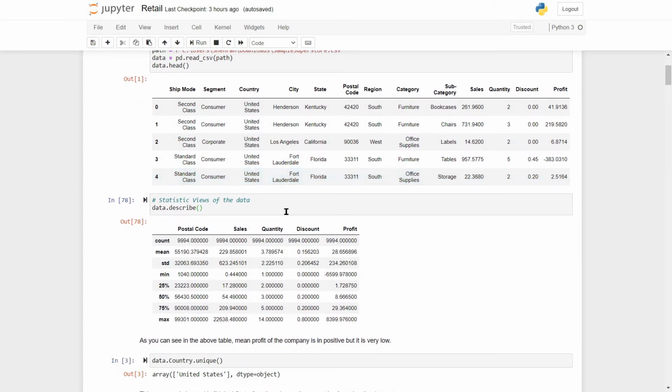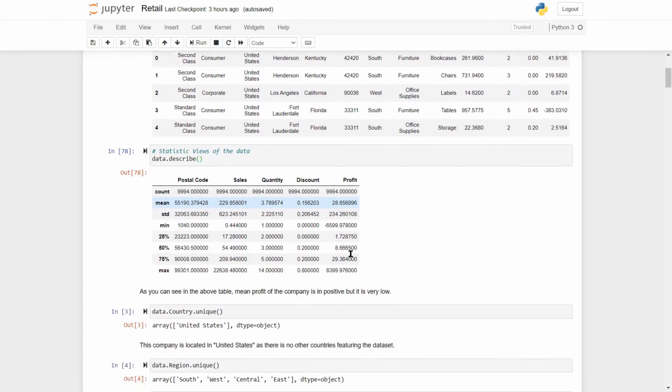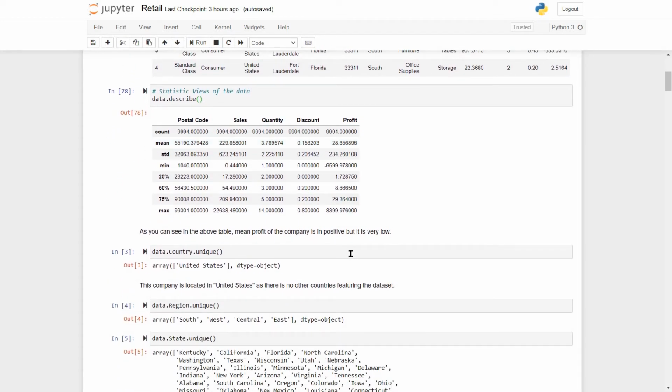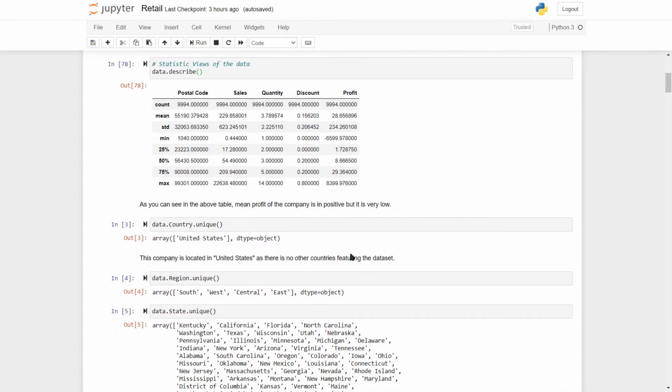Next, we are using the describe method to see the statistical view of the data. One thing I want to mention over here: you see the mean average of profit is 28.65, which is not much, but the minimum is minus 6,599 and the highest is 8,399. It seems the company is not doing so good. It somehow managed to attain this 28.65 profit, I don't know how. So as you can see in the above table, the mean profit of the company is positive, but it is very low.